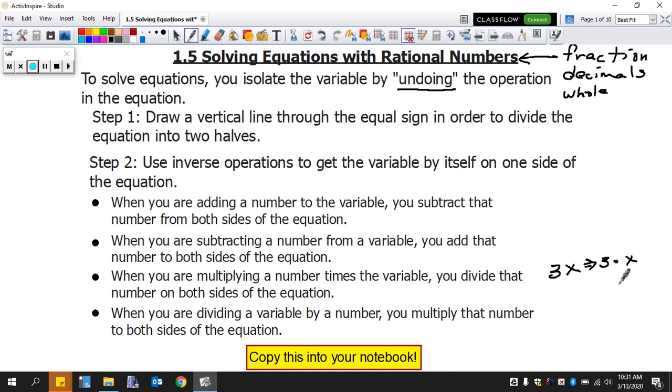In other words, to undo or to use the inverse operations to get the x by itself, you divide by 3. And also, if you're dividing a variable by a number, you multiply that number to both sides of the equation. That would be like m over 7. Then you would just multiply by that number. Okay, so pause the video and copy these notes into your notebook.